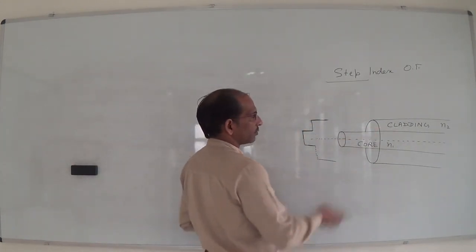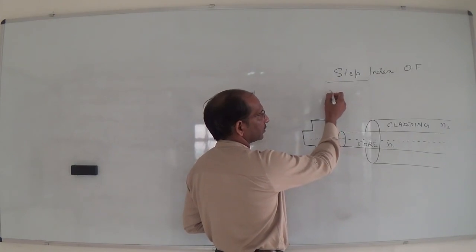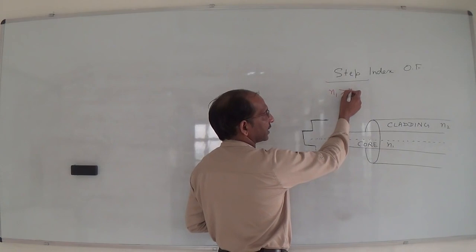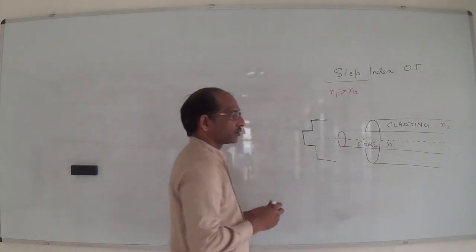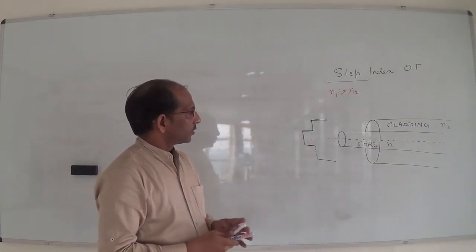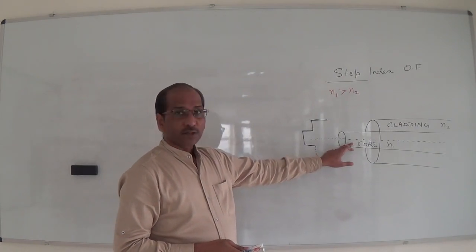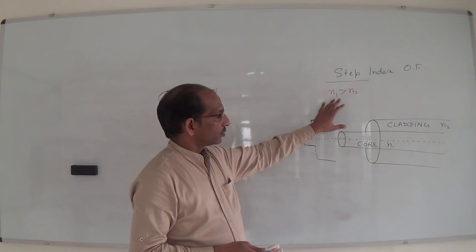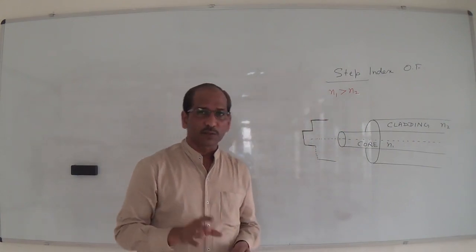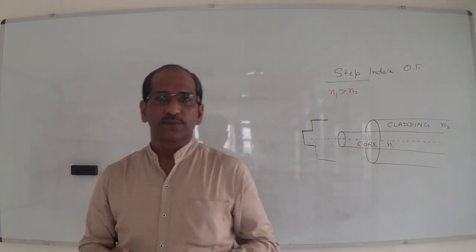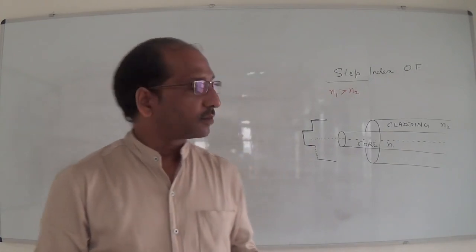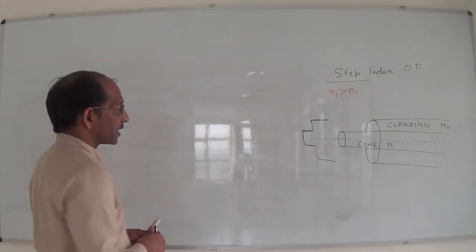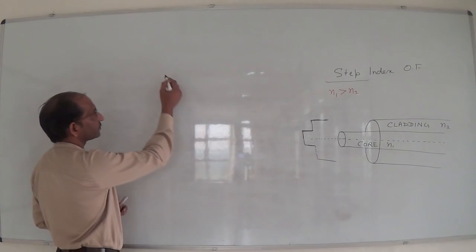And we already know the relation of this N1 and N2. N1 is always greater than N2. So N1 is the refractive index of the core and N2 is the refractive index of the cladding. So this is the condition. This is our first type of optical fiber, that is step index optical fiber. And now the graded index optical fiber.